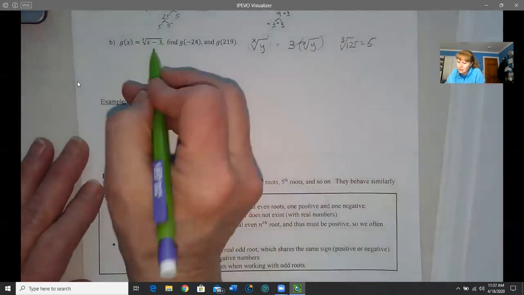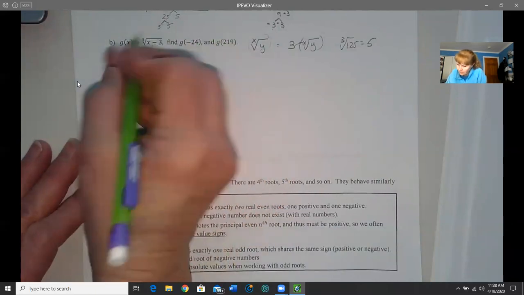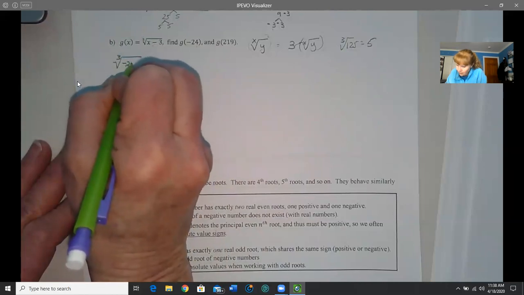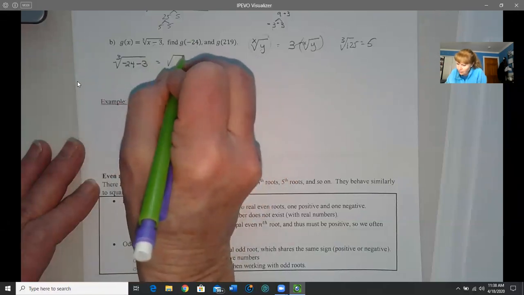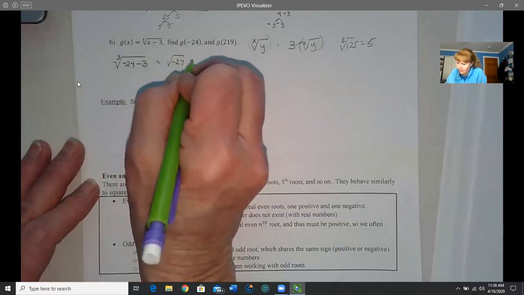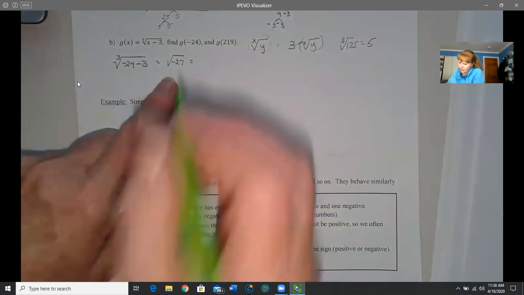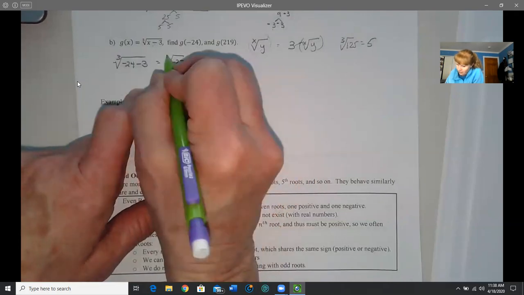Okay, let's look at a couple examples here. G of negative 24. We put in a negative 24, so we have the cube root of negative 24 subtract 3. And we end up with the cube root of a negative 27. That gives us a negative 3, because we did this one earlier in the problem above. So we end up with a negative 3, cube root.